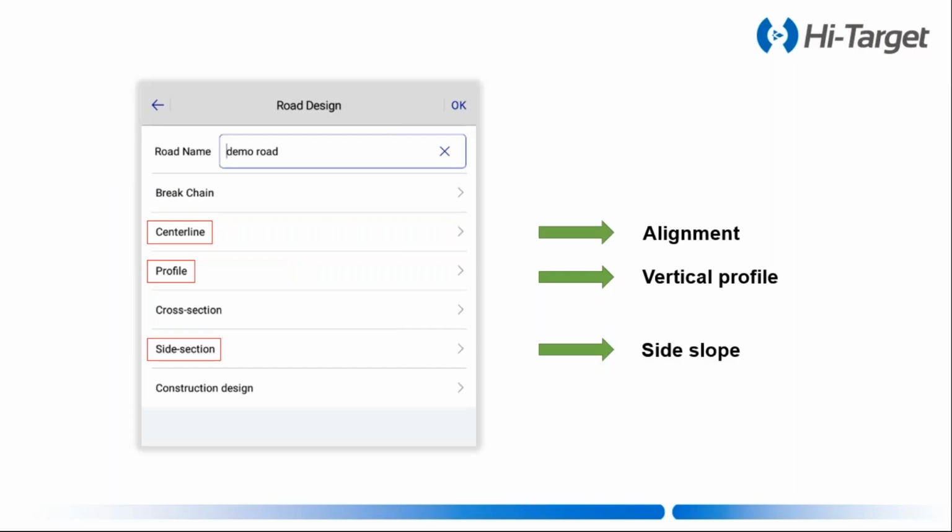This is the main interface of Hi-Survey Road. Here you can see we support the center line, which means an alignment, and profile, which means vertical profile. Then the cross section, and the side slope in Hi-Survey is side section. We also support construction design.